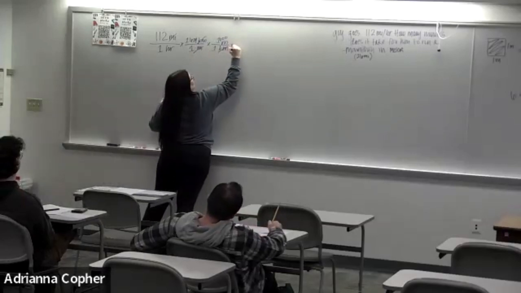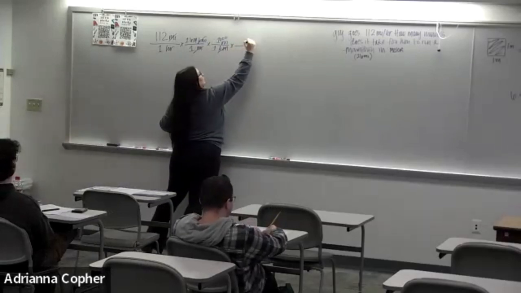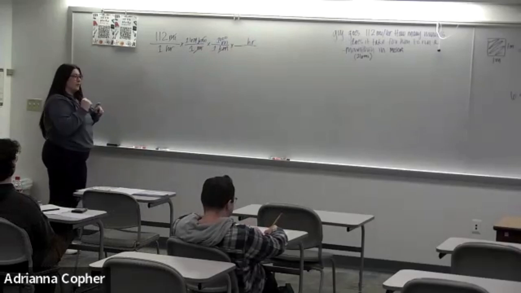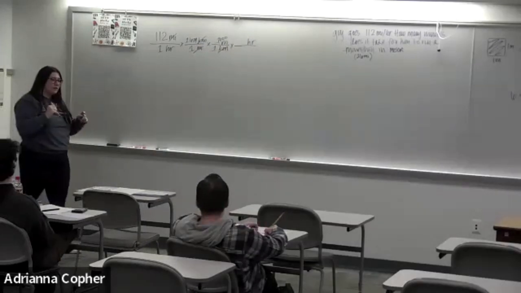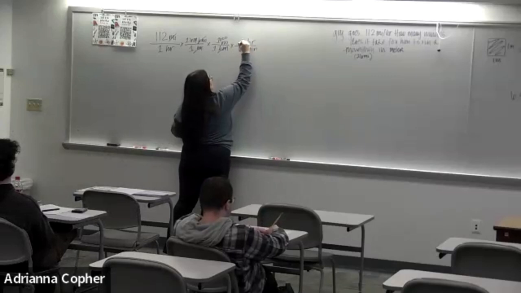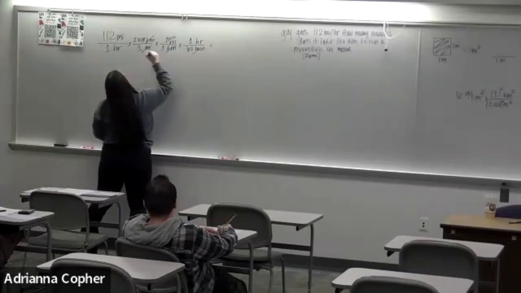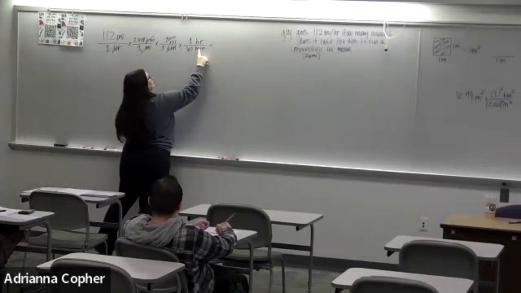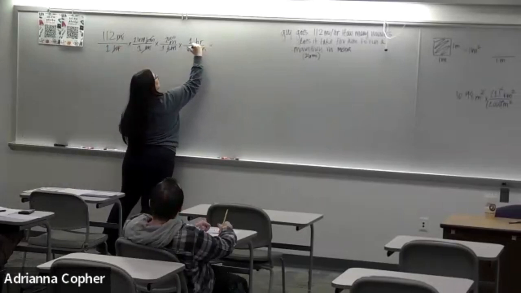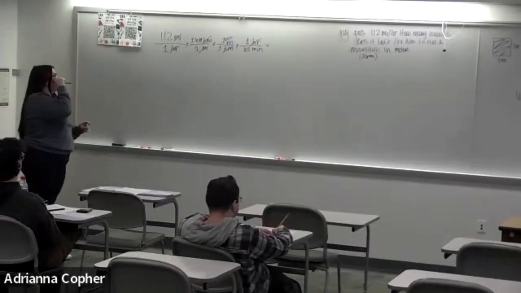Okay. So we have to do hours. Hours is on the bottom, so it goes up top, all the way up here. Okay, we're going hours to minutes. Do you know how many minutes are in an hour? Yes, so we can go straight to minutes. Cross out minutes, or cross out hours. And I've got meters per minute, which is exactly what I want.